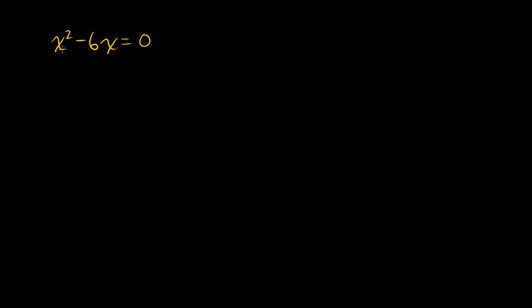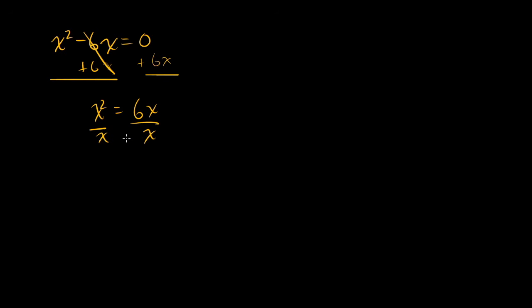Maybe you say, well, let me add 6x to both sides of this equation. So if I add 6x to both sides, on the left-hand side I just get an x squared, and on the right-hand side I get 6x. And then you might be tempted to say, all right, maybe I could divide both sides by x, and you could. We have to be careful though.